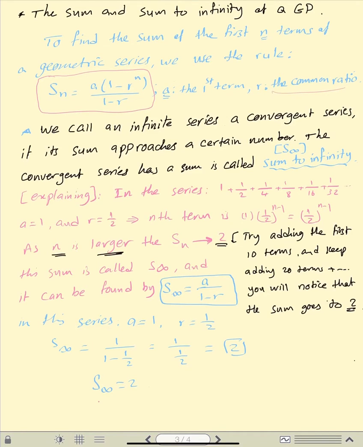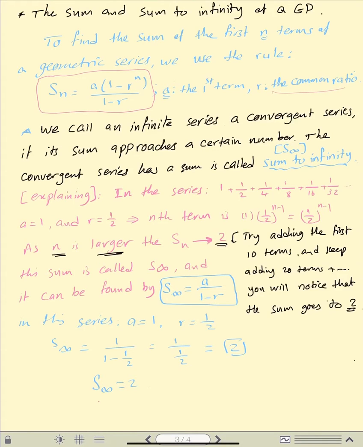We have another formula for another sum, called the sum to infinity. What do you mean by this? I did help you by writing here quickly. We call an infinite series a convergent series. What do you mean by a convergent series? A convergent series is a series whose sum, when I add its terms, approaches a certain real number. The convergent series has a sum, called the sum to infinity.